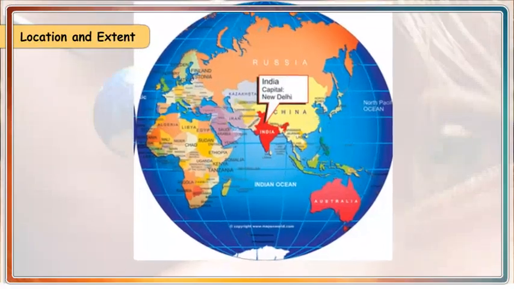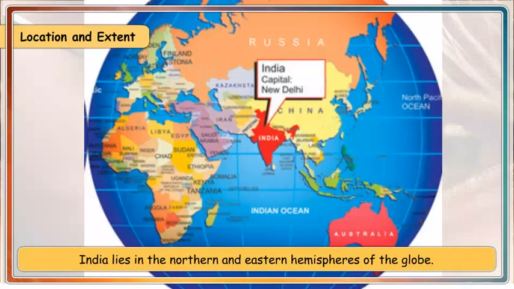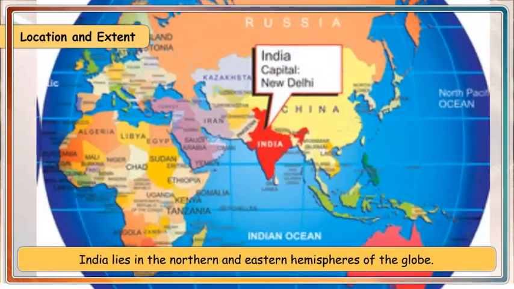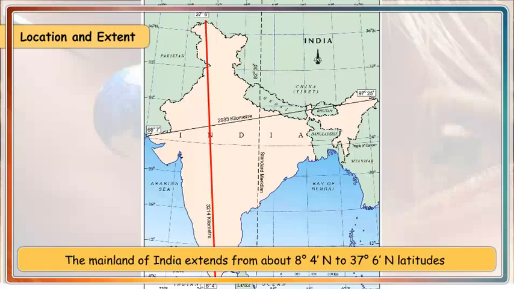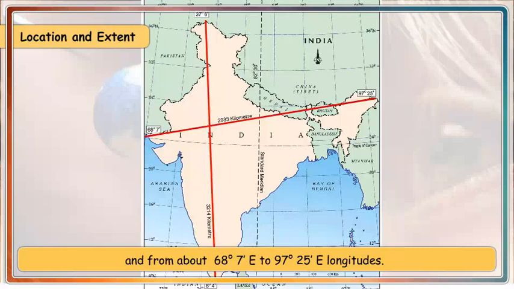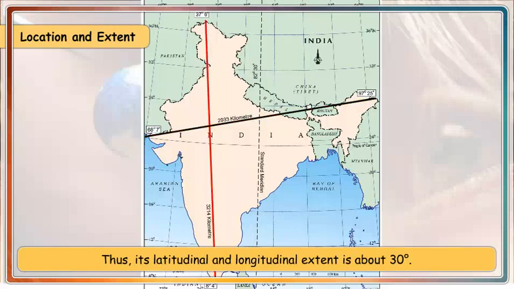Location and extent. India lies in the northern and eastern hemispheres of the globe. The mainland of India extends from about 8° 4' north to 37° 6' north latitudes and from about 68° 7' east to 97° 25' east longitudes. Thus, its latitudinal and longitudinal extent is about 30°.